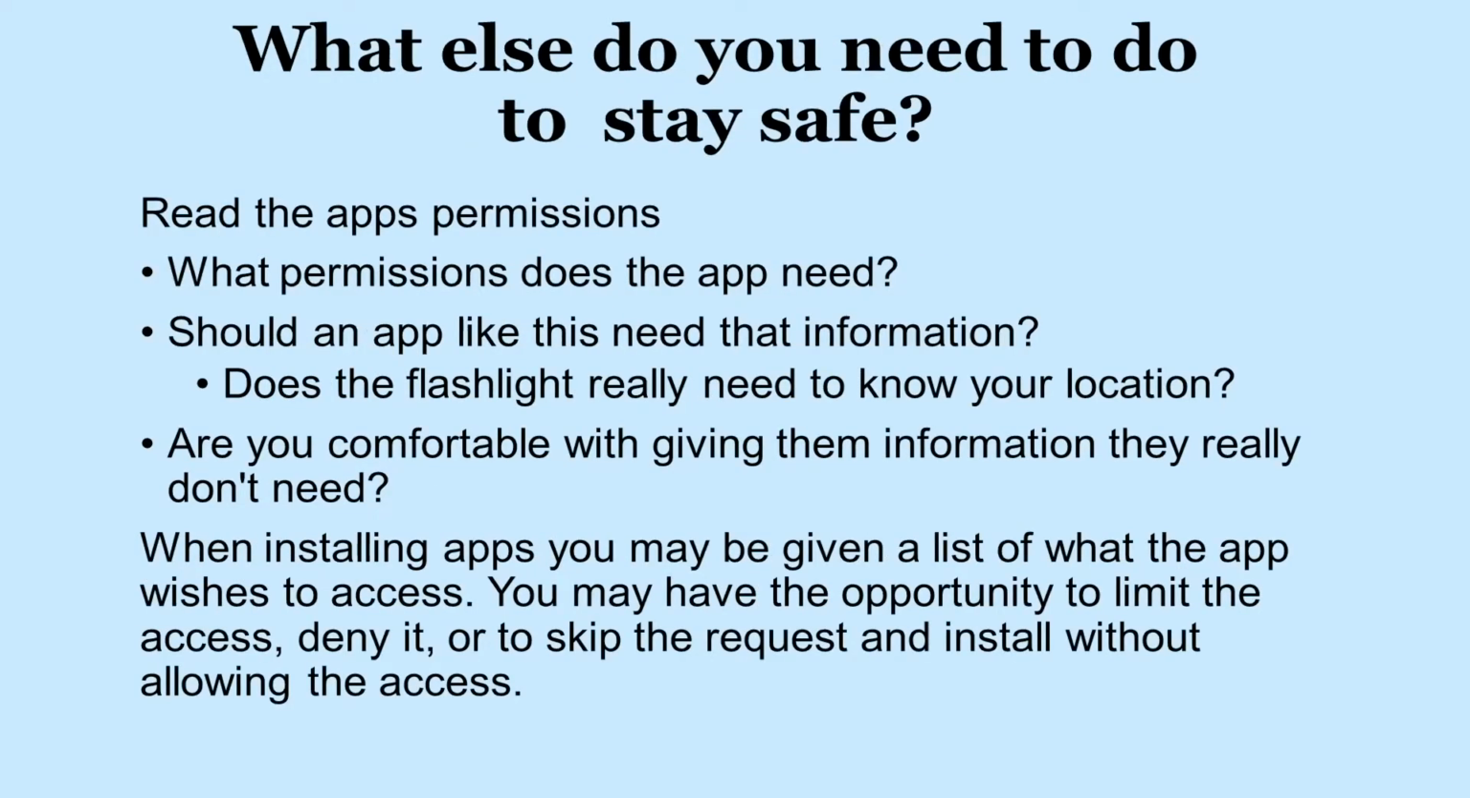So as we say, read the app permissions. What do they need? Should the app really need the information? For example, does a flashlight really need to know your location? And are you comfortable with giving that information? When installing apps, you may be given a list of what the app wishes to access, and you may have the opportunity to limit it, deny it, or skip the request and install without allowing the access. Read it. Don't just click on it.